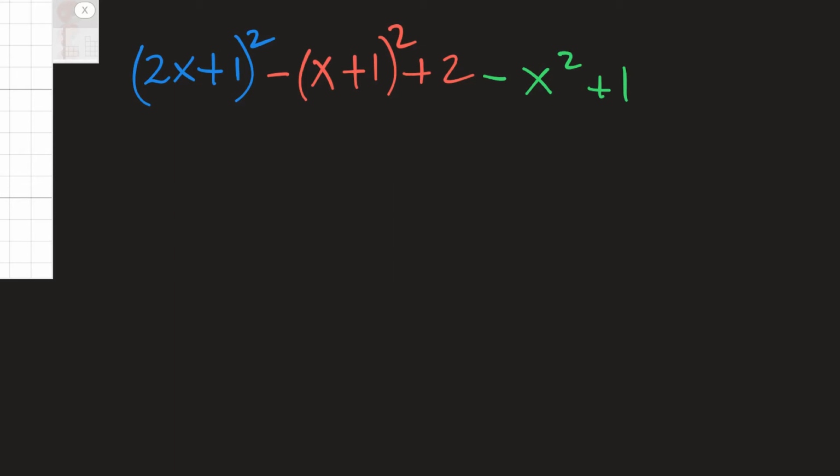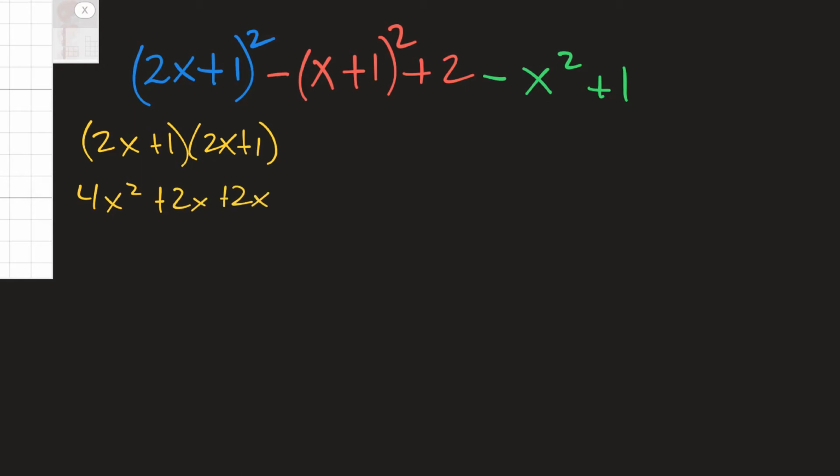So 2x plus 1 squared means you have 2x plus 1 times 2x plus 1. So this has got a FOIL. So this is going to be 4x squared plus 2x plus another 2x plus 1. So that's 4x squared plus 4x plus 1. Okay, that's good.